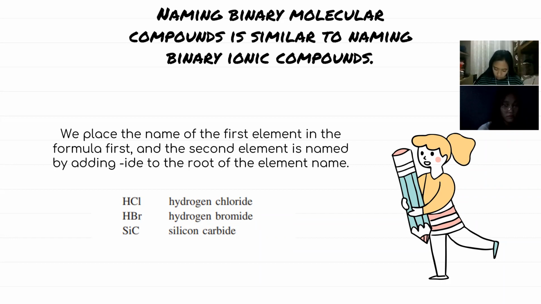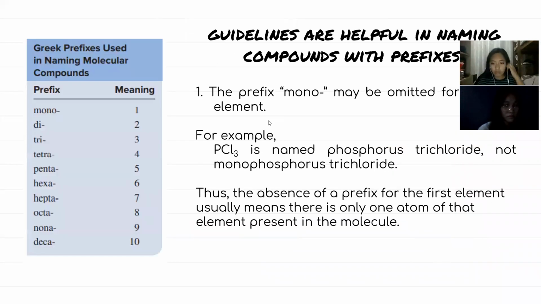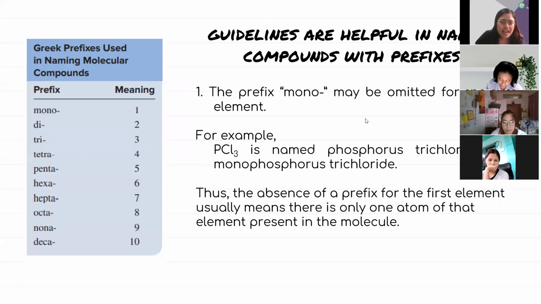Okay? But we have additional guidelines for the molecular compounds, kasi gagamit tayo ng prefixes. Okay, so I hope you can see on the screen the prefixes from 1 to 10. Gagamitin natin yan in naming. Pero ang number 1 na tandaan ninyo, kapag first element siya and isa lang ang atom niya, meaning wala tayong subscript, we don't need to write mono. Okay? We don't need to write mono if it is the first element.